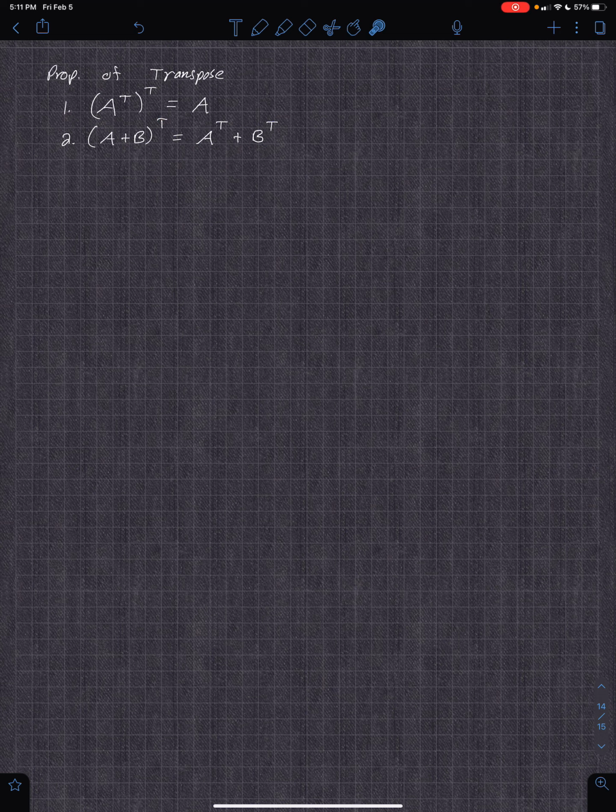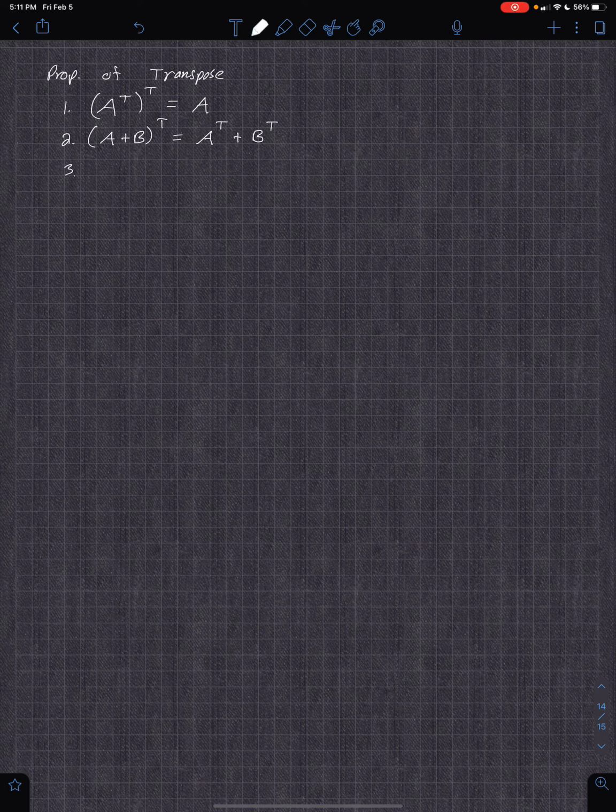Like if you did the square root of A plus B, we know that's not equal to the square root of A plus the square root of B, because it's not a linear operation. But this one apparently can. Okay, so don't really need that.